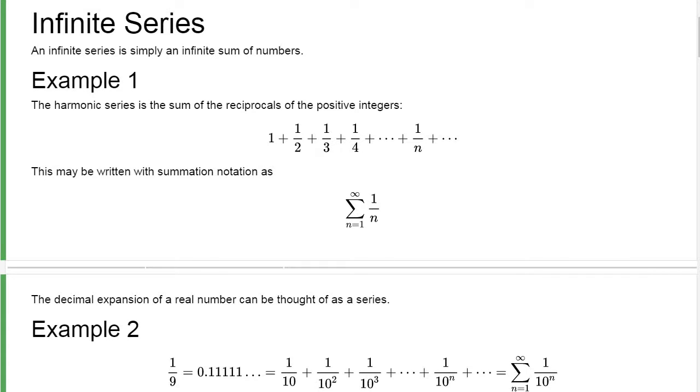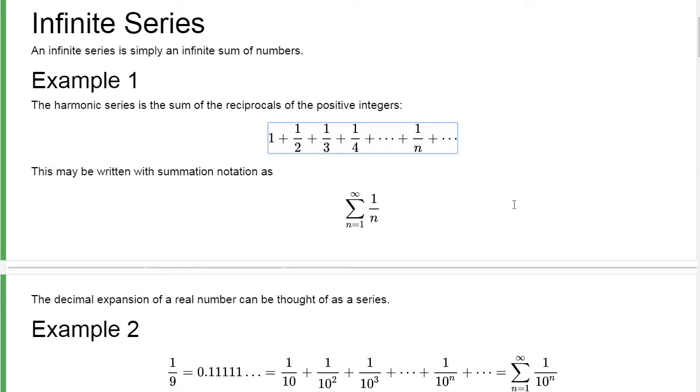In this video, we're going to talk about series, in particular infinite series. There's just an infinite sum of numbers. So here's a simple series. This is called the harmonic series. It's the reciprocals of the positive integers added together. And you have one, a half, a third, a fourth, and so on forever.